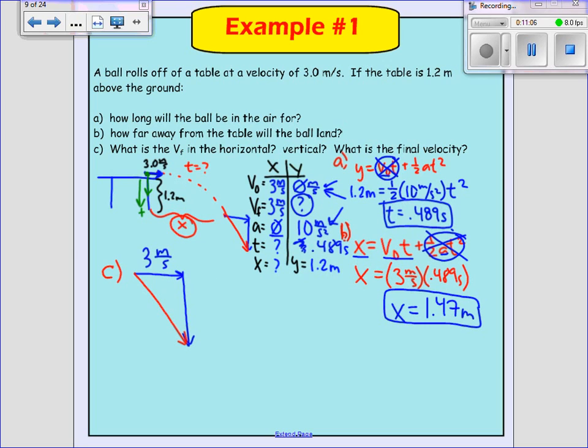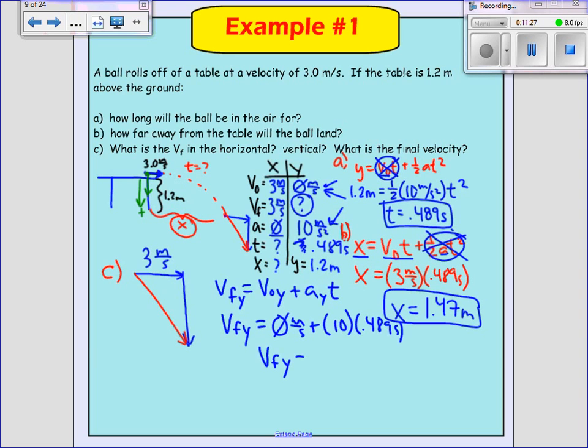So what I can do is use this equation right here. V final in the y is equal to V initial in the y plus acceleration in the y times t. The final velocity in the y is going to be equal to 0 as the initial velocity plus acceleration of 10 times the time of 0.489 seconds. My final velocity in the y direction is 4.89 meters per second.